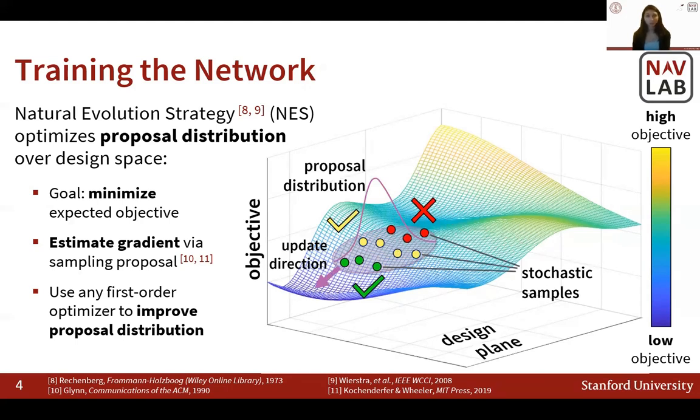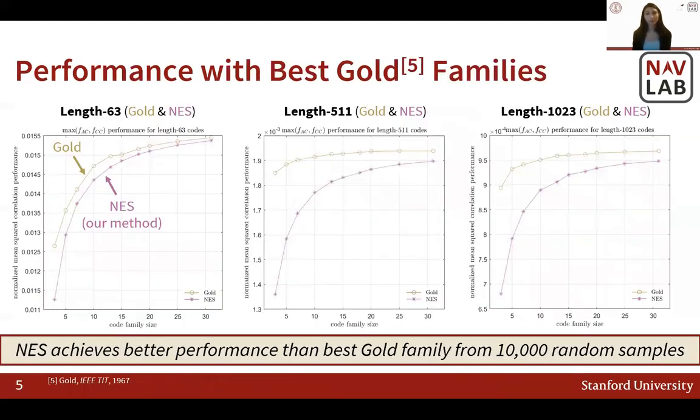So here we show the results of our algorithm for different code lengths up to length 1023, comparing with the best GOLD codes over 10,000 randomly sampled families of the same length. And we evaluate the performance in terms of the maximum between the mean squared autocorrelation and cross-correlation performance. And plotting the correlation results as a function of the code family size, we see that the NES method consistently outperforms the best GOLD code families for each code length.